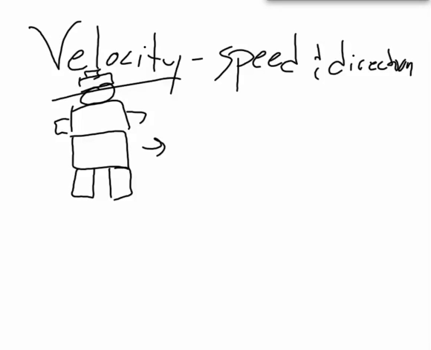Mr. Shoes is walking at 4 meters per second towards the airport. So here's my question. If Mr. Shoes is walking 4 meters per second towards the airport, then what is Mr. Shoes' velocity? 4 meters per second, in whatever direction the airport is.